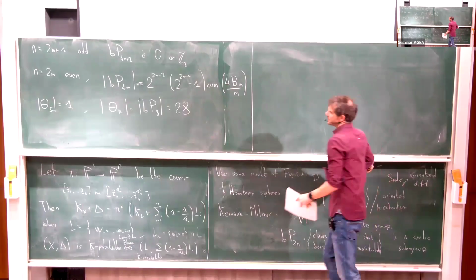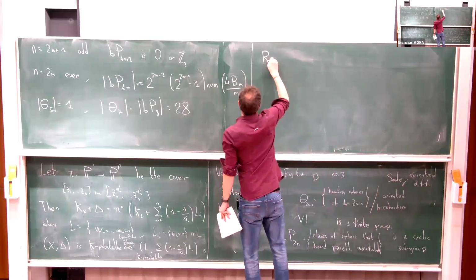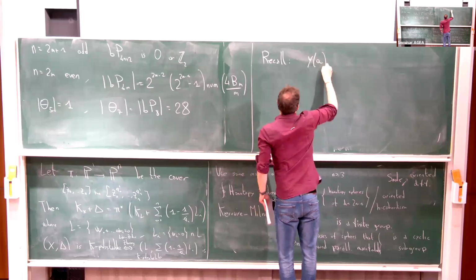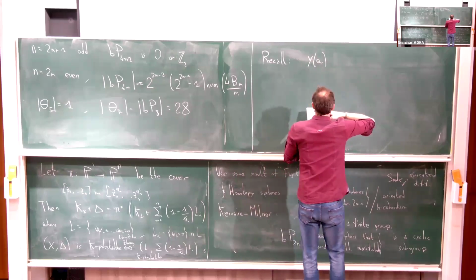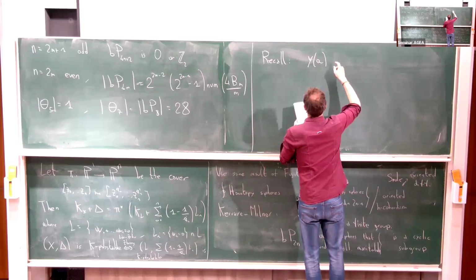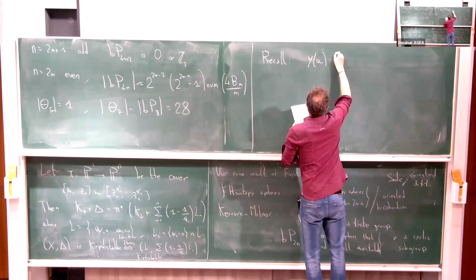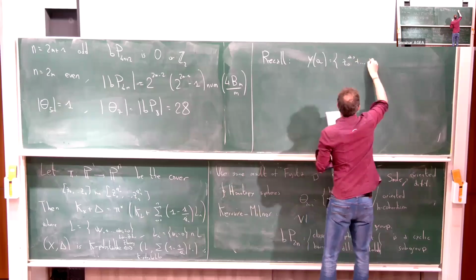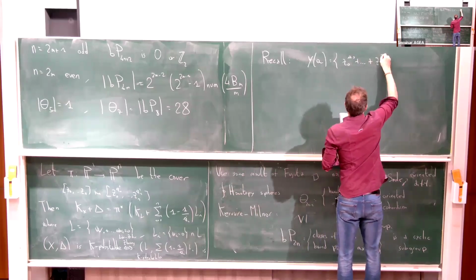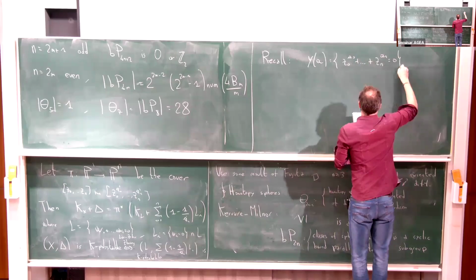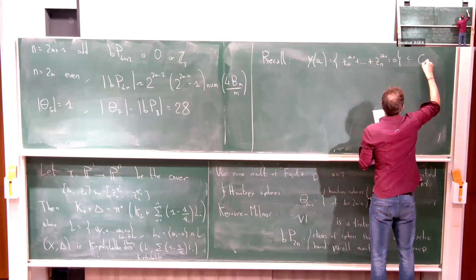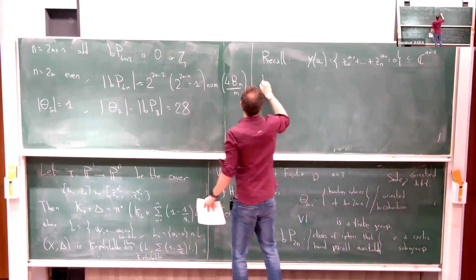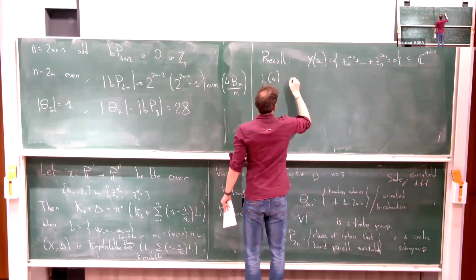Okay, so recall what our situation is. What are we looking at? We are looking at the following guy. We have this Brieskorn-Pham singularity, this guy, and then we called LA its link.